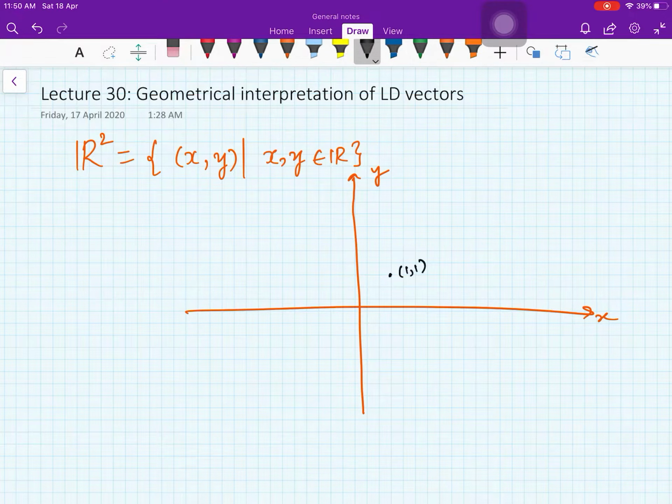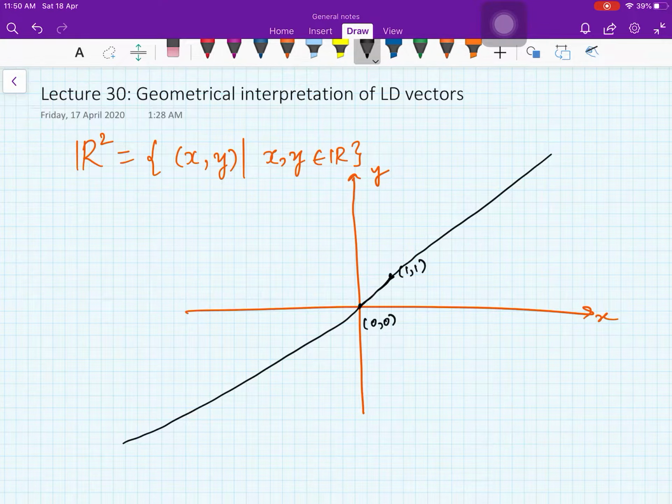Now suppose I have a point, say (1, 1) here, and this is your (0, 0) vector. If I join these 2 points, I know that given 2 points I can make a unique line. This line goes up to infinity on this side and up to infinity on this side. Now you have this vector v as (1, 1).